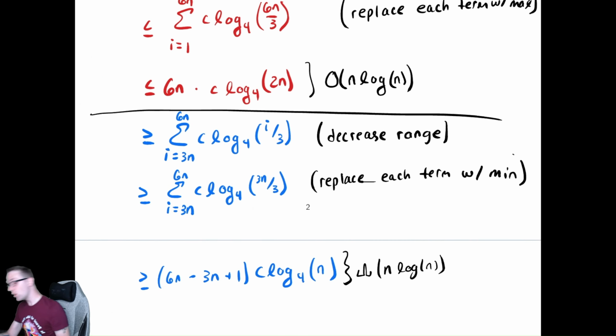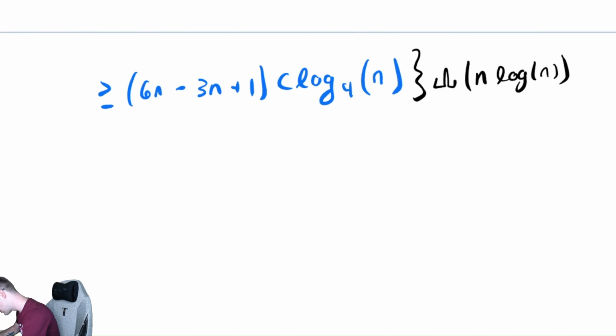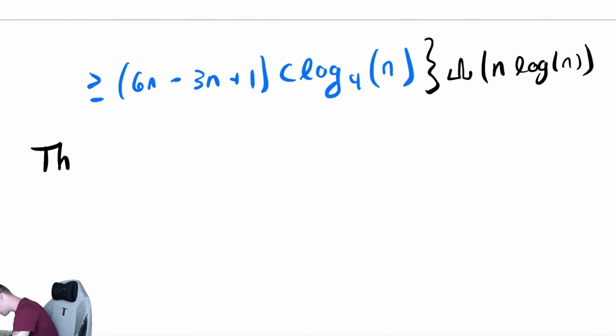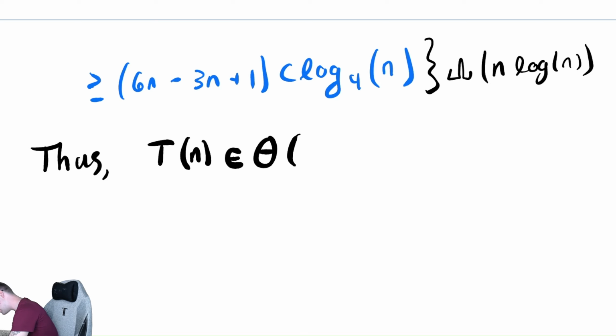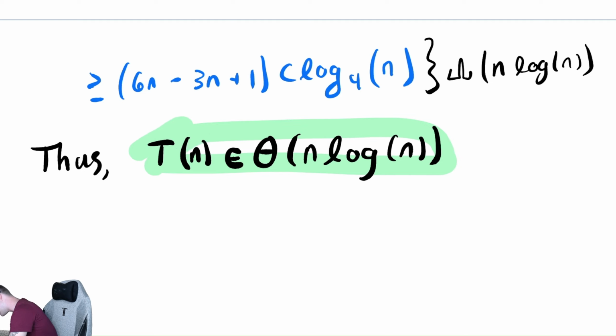And if it's in big O of n log n and big omega of n log n, it must therefore be in theta of n log n. So, thus, T of n is in theta of n log n. And thankfully, this was much more reasonable than the previous problem.